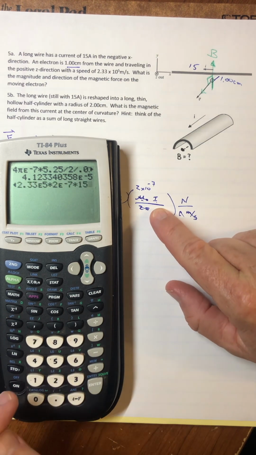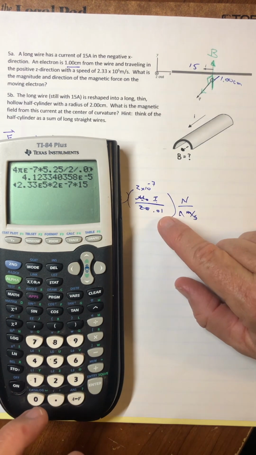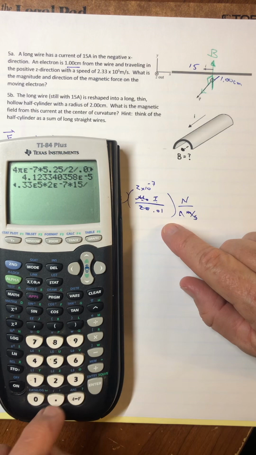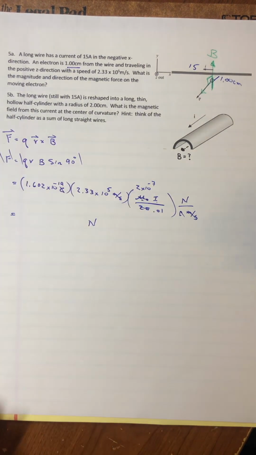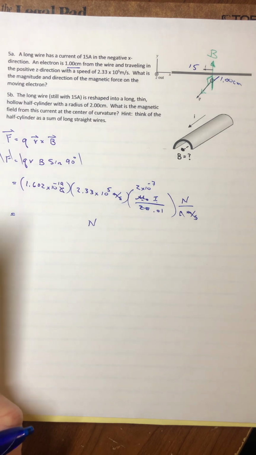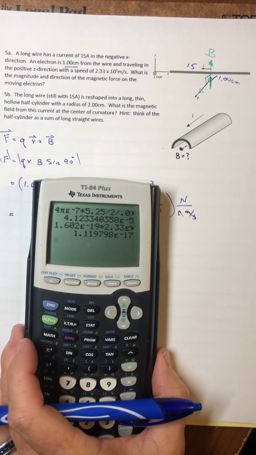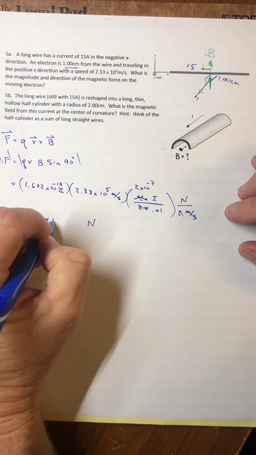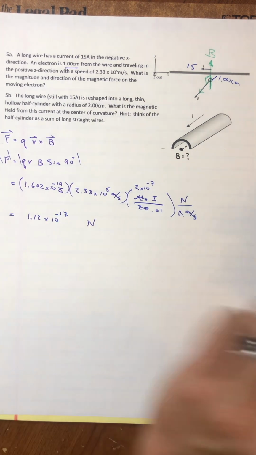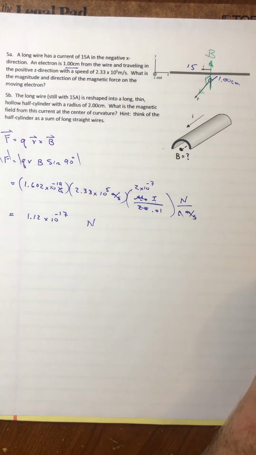The current is 15 amps, and I still need to divide it by the distance away. So not much of a force, but again, this is a little tiny electron. This is 1.12 times 10 to the negative 17 newtons for the force.